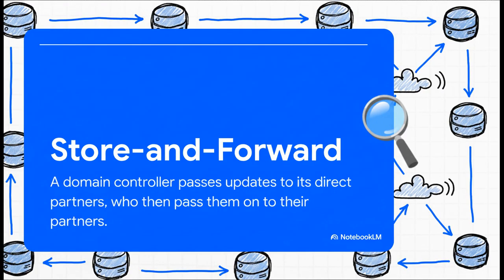And then we have the store and forward model. This is what solves that shouting problem we talked about. A server doesn't have to tell every single other server about a change. Nope. It just tells its immediate neighbors, its partners, and then those neighbors store the update and forward it along to their neighbors. It's kind of like a really efficient digital gossip chain.